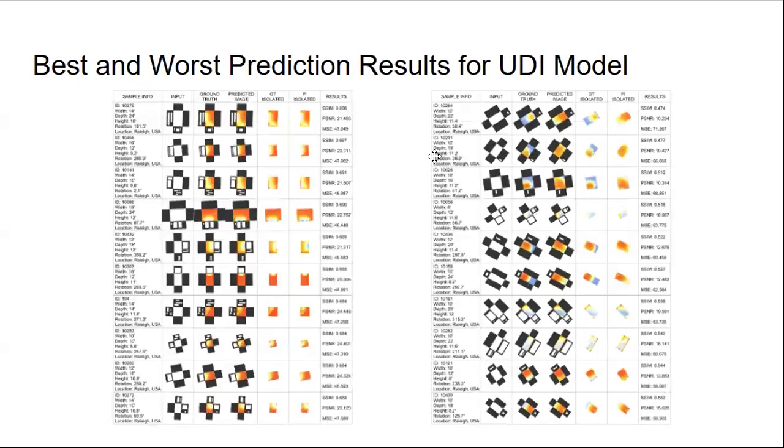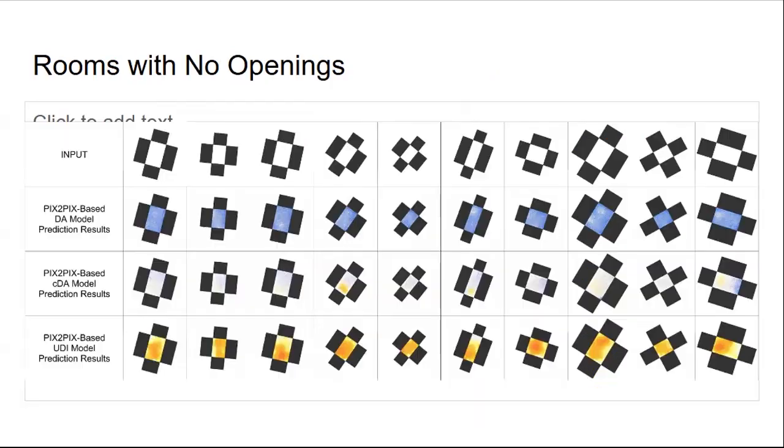And that is why a lot of the UDI worst predicted results have very small windows, because the models just cannot handle things like this very well due to the nature of this data set. In order to solve this in the future, we will include more samples that have small windows.